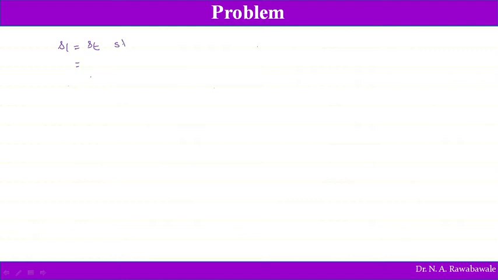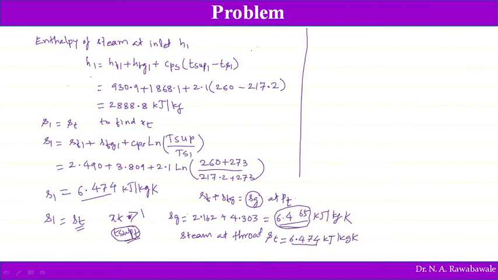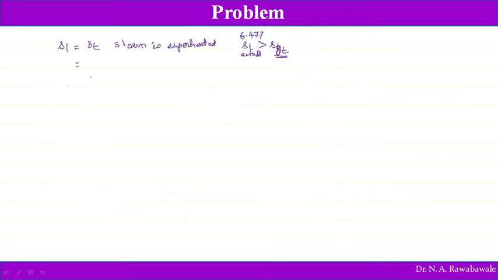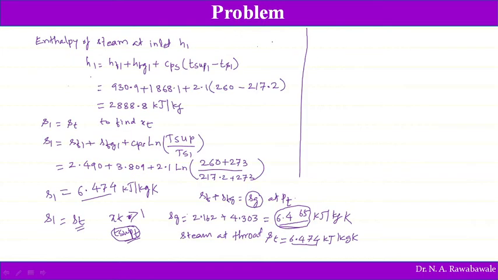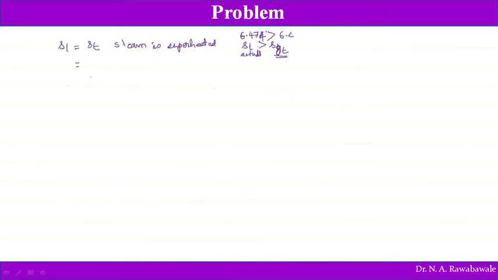So now we know steam is superheated. Why? Because the actual entropy at throat is greater than SGT, the entropy of dry saturated steam at throat. So this 6.474 is greater than 6.465. So therefore steam is superheated. We need not assume, it is confirmed that steam is superheated.